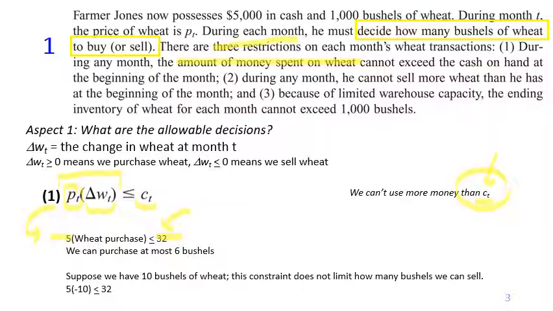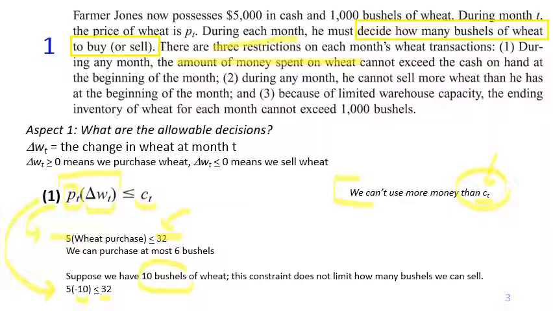But you may wonder, what about selling wheat? Well, the first restriction here does not really restrict how much you can sell. Let's say you have 10 bushels and you want to sell them all. Based on this inequality, it is okay to do that, because 5 times anything negative will always be less than the cash that you have. Even if the cash is 0, the price times anything negative will always satisfy this inequality.